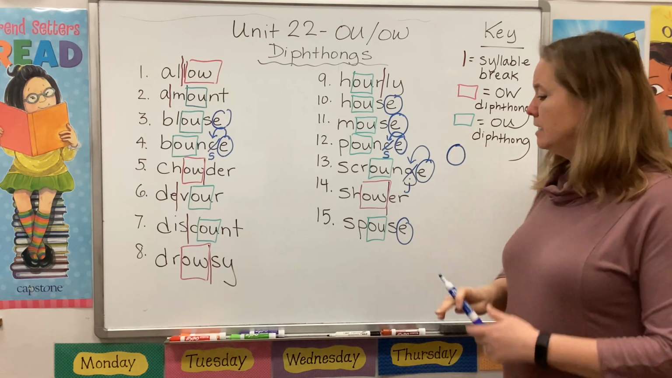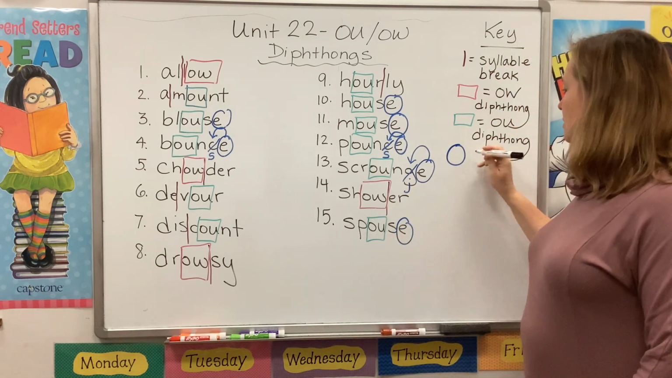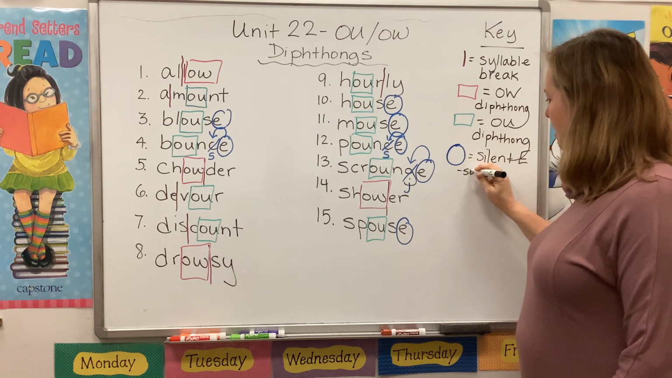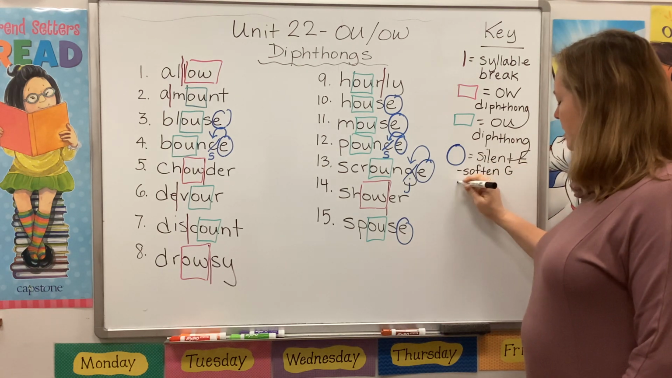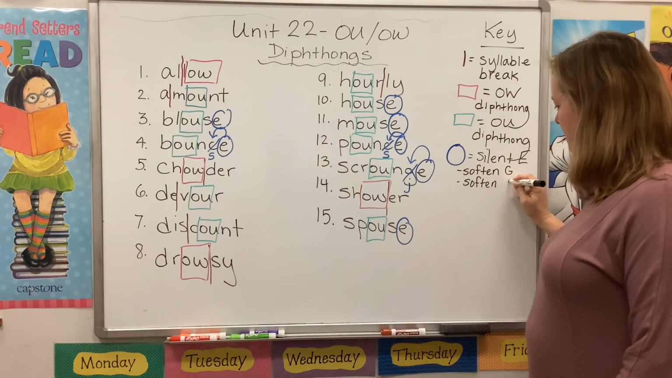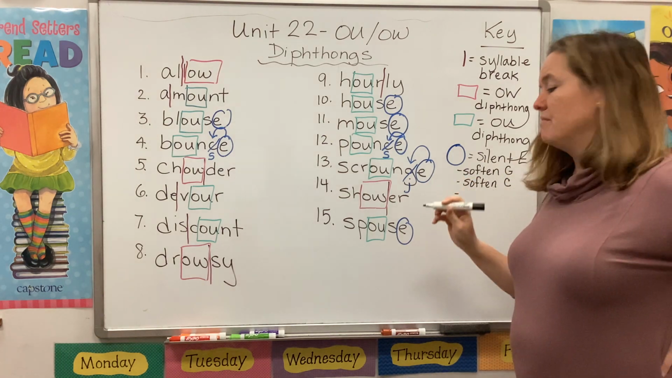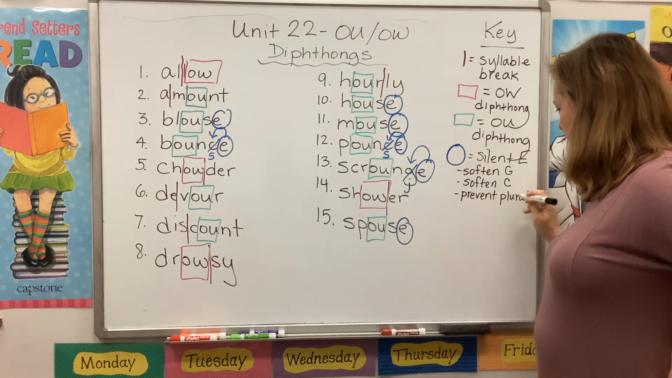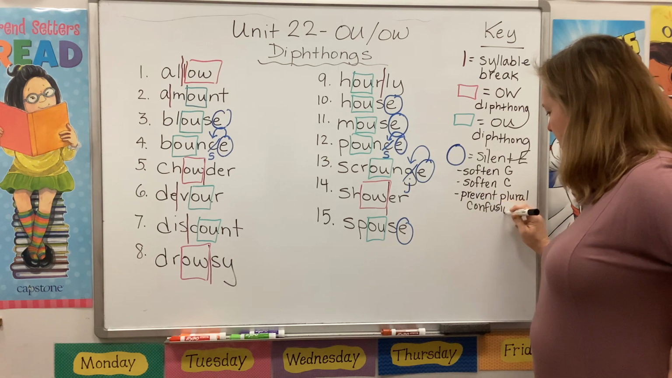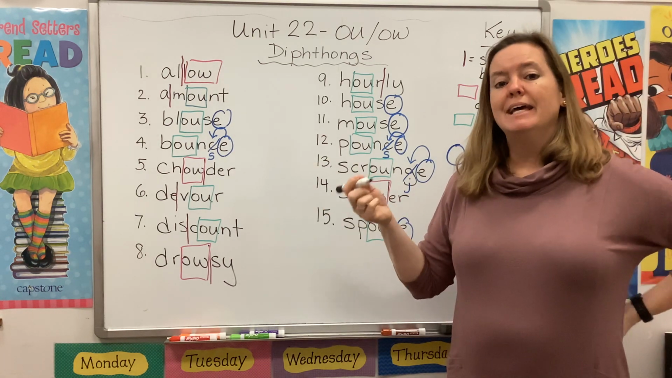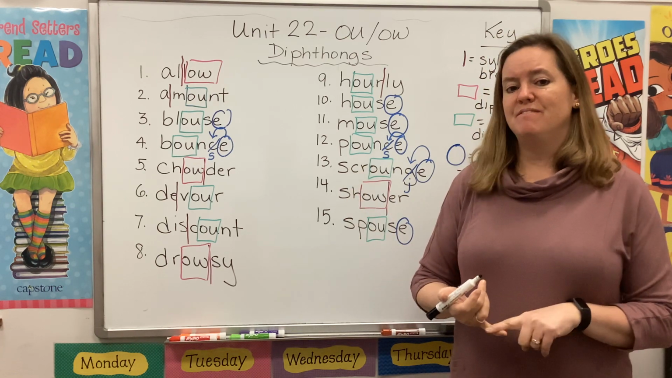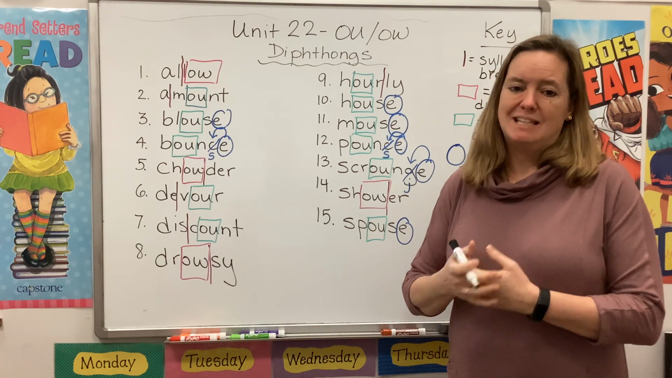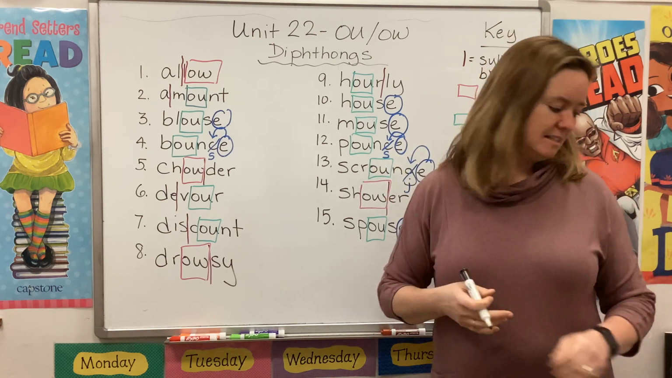So over here, blue circle equals silent E. And this week, the silent E might be softening the G, softening the C, or it might be preventing plural confusion. Another job of silent E that we don't see this week is we don't see any words that end with the V or the Z sound. We know that silent E hangs out at the end of those words to babysit the V or the Z, but that's not the case today.